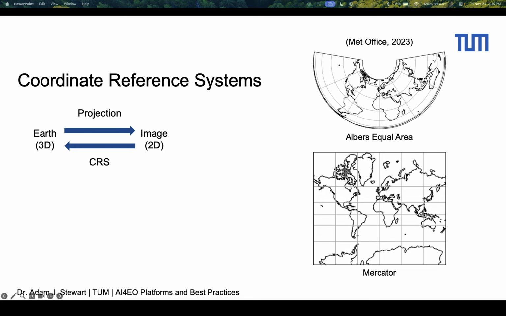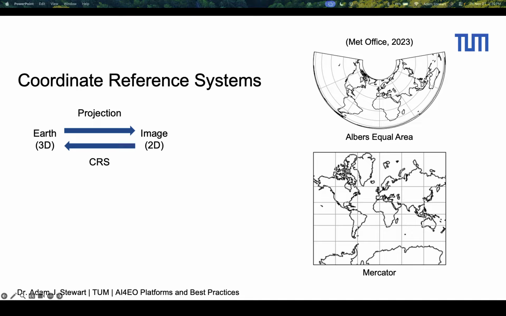Now, this is just one projection. You could also use something like Albers equal area, which, as the name describes, is an equal area projection, but not an equal angle projection. So all of the shapes look weird, they look distorted, they look squished, but the area is correct. That is the actual size of Greenland compared to Africa.